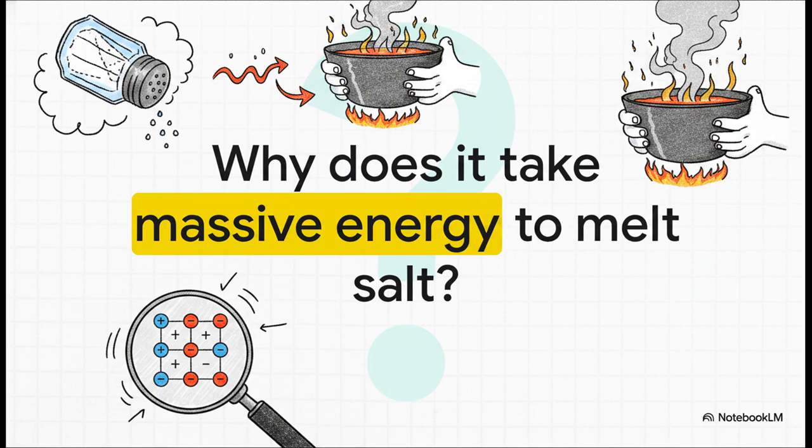So let's kick things off with a bit of a mystery. Why on earth does it take massive amounts of energy to melt simple table salt? I mean, it's just sitting there in your kitchen shaker, right? Completely unremarkable. But if you actually want to melt it down into a liquid, you've got to crank the heat up to an astonishingly high temperature. To figure out why a common household item like salt is so incredibly stubborn to melt, we really have to zoom all the way down to the atomic level.